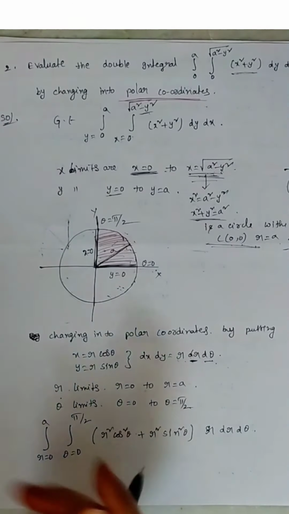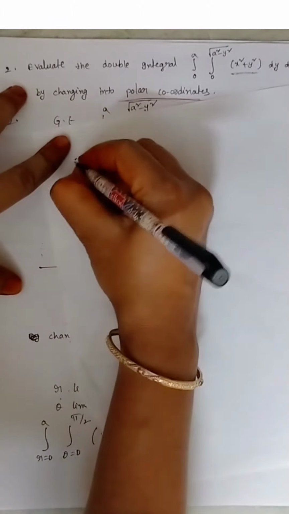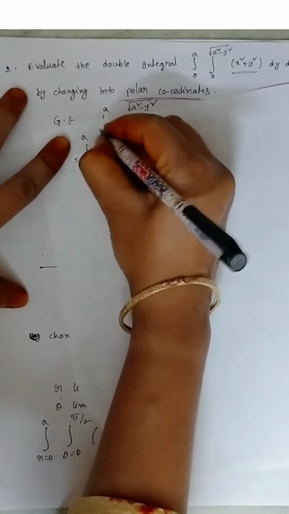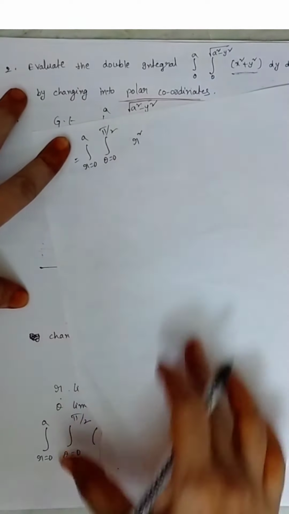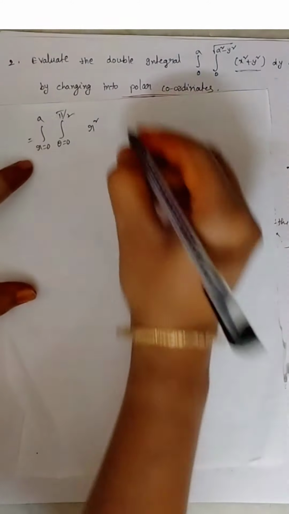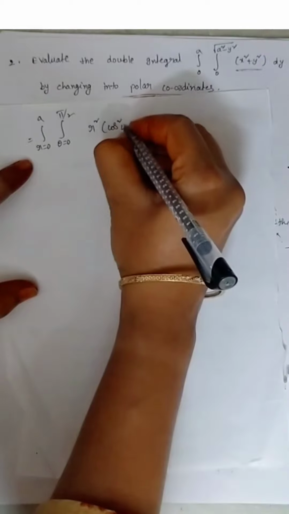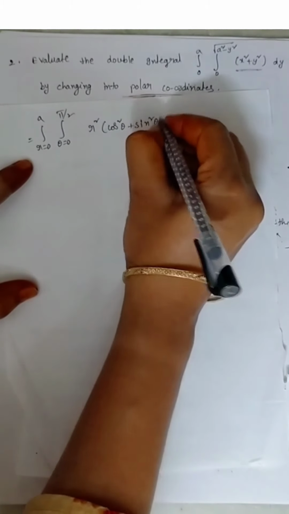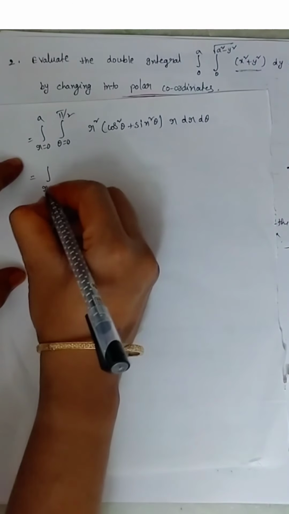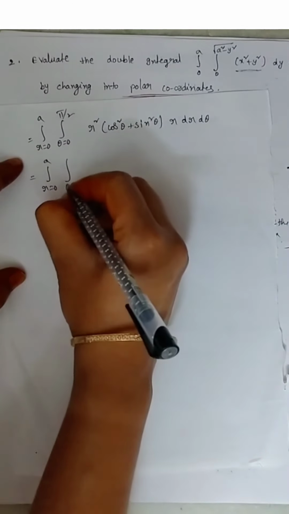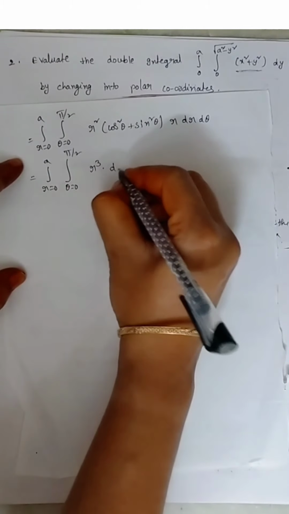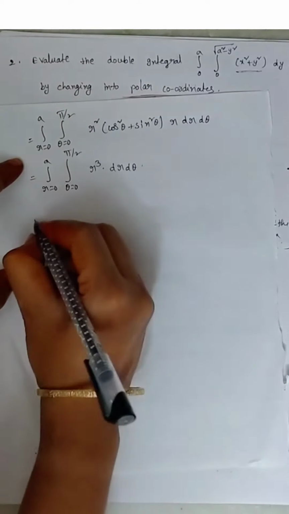So this equals integral r equals to 0 to a and theta equals to 0 to pi by 2, r square common, cos square theta plus sin square theta equals to 1, r dr d theta. This equals integral r equals to 0 to a, integral theta equals to 0 to pi by 2, r cube, cos square theta plus sin square theta equals to 1, dr d theta.